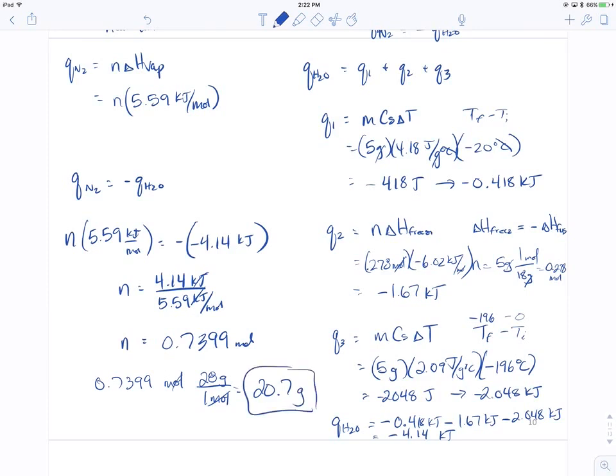Okay, so the key feature here was knowing this Q N2 is equal to negative Q H2O, the idea of the first law of thermodynamics, where heat is conserved and transferred from one thing to another.